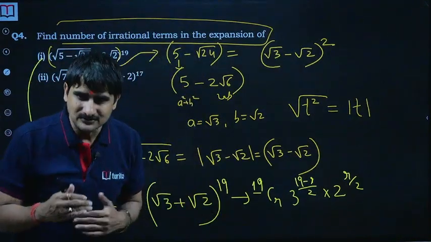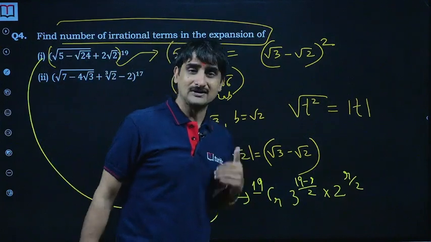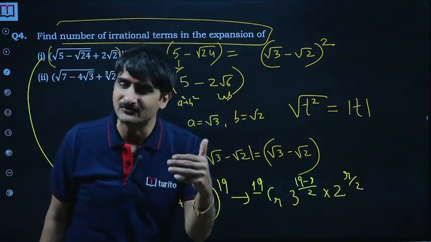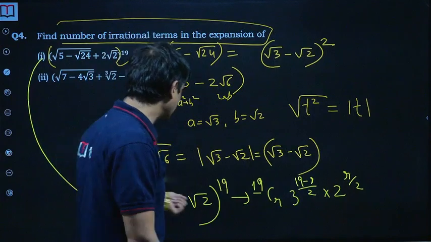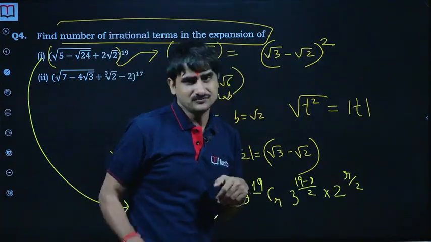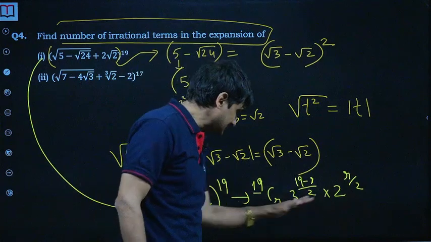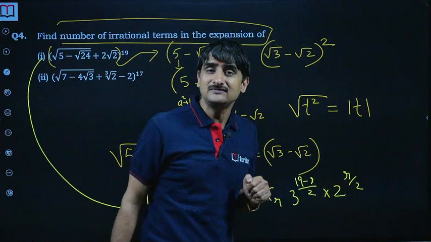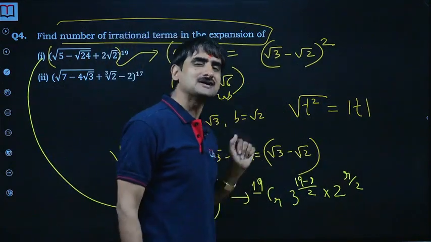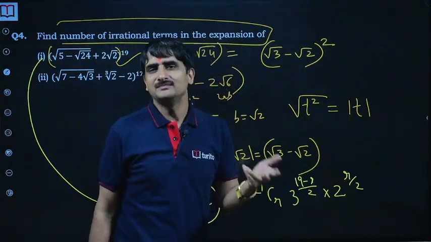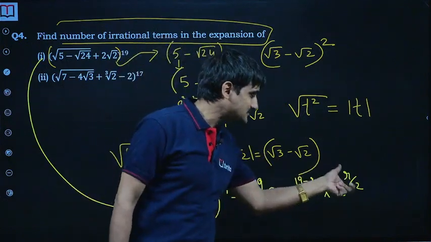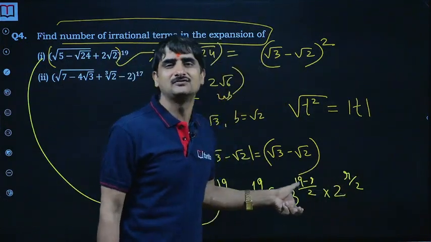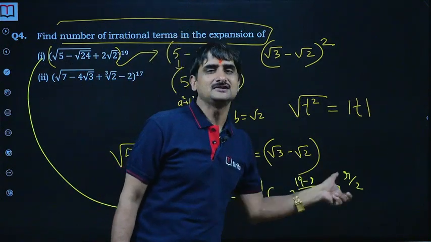See, so let's count it in the reverse order. Again, I'll prefer to count the number of rational terms in the expansion. So r by 2 should be an integer for this term to be a rational number or an integer number. So that means r should be even. But if r is even, 19 minus r is odd for sure. So it can't be a multiple of 2. So if I ensure that this term is an integer, this won't be an integer, and if this is an integer, that won't be.